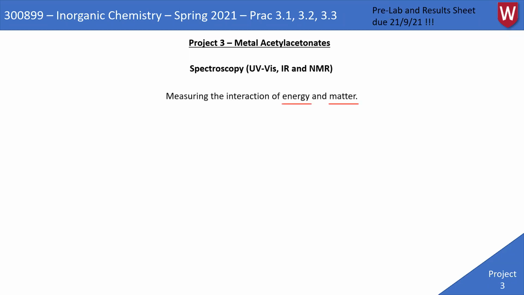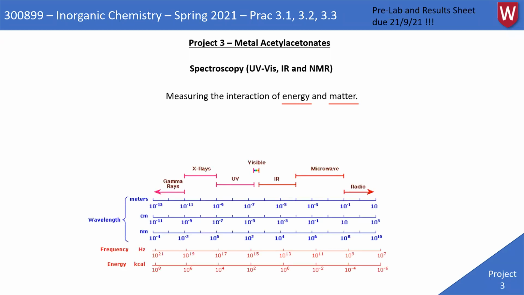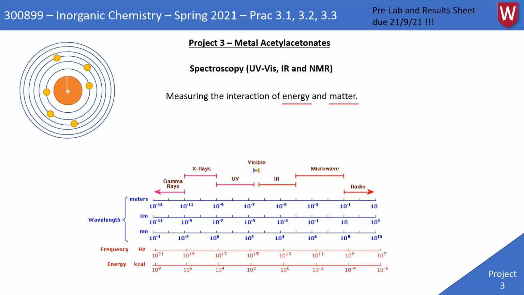So spectroscopy, generally, we're measuring the interaction of energy and matter, and we're presenting that in the form of a spectrum for interpretation. So I've got here a little layout of various energy levels, and the classification of energy that they represent, all the way from gamma rays through to radio. And you can see that the different energy levels have different wavelengths associated with them. And we use these different wavelengths to probe materials in different ways.